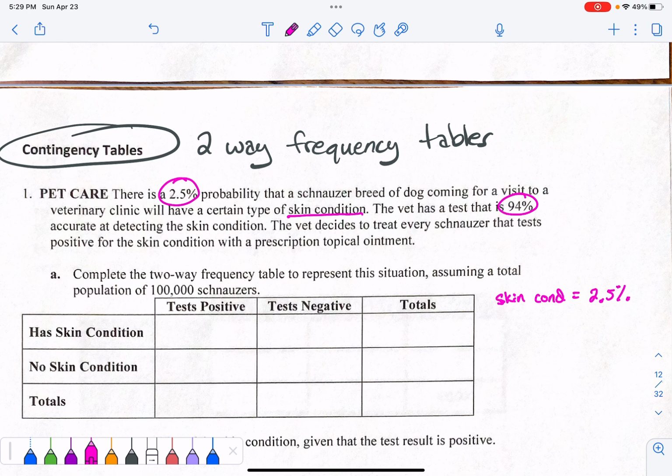Now, the 94% is going to reflect the accuracy of the test. So I'm going to say test accuracy. Test accuracy is 94%, which means that 94% of the time, it's going to reflect accurate results on the test. So if I have a dog that has the skin condition, 94% of the time they will test positive. 6% of the time I might get dogs that test negative when they actually have the skin condition. Or if I have a dog that doesn't have the skin condition, 94% of the time they should test negative. 6% of the time they'll get a false positive. And we'll talk about that here in a second.